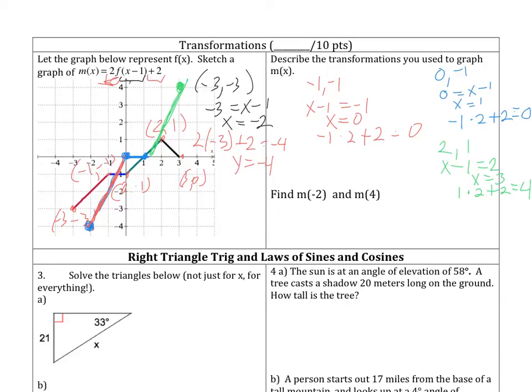And then finally, I'm going to look at the point 3 comma 0. And 3 comma 0, I'm going to do the same thing. x minus 1 is equal to 3. That means that x equals 4. And then I've got 0 times 2 plus 2 is 2. So 4 comma 2.